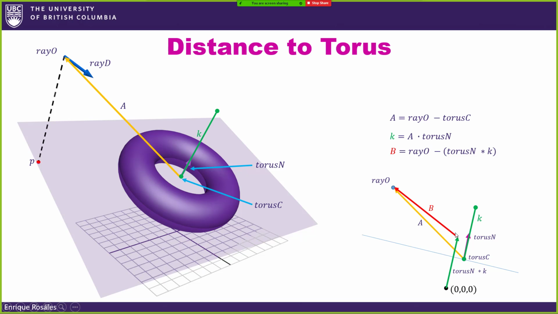So this vector, although I'm drawing it here because I'm basically subtracting this position minus this position, actually lives here, okay? And this vector just points to the position that we want to compute, right? The projection of the origin of the ray onto this plane. So in the end, if we say that B is equal to the origin of the ray minus the torus times K, well, in the end, that is P, okay? So P is this.